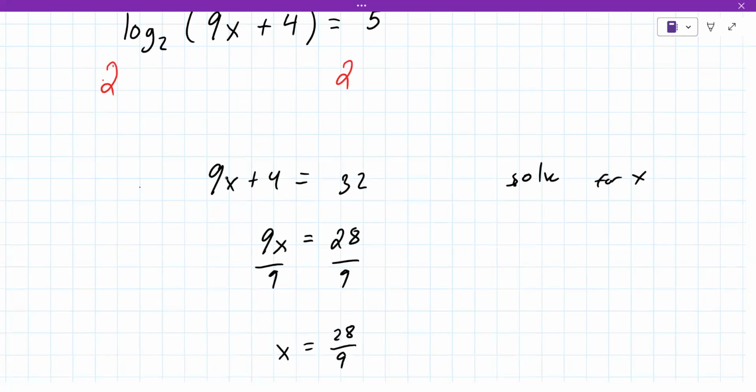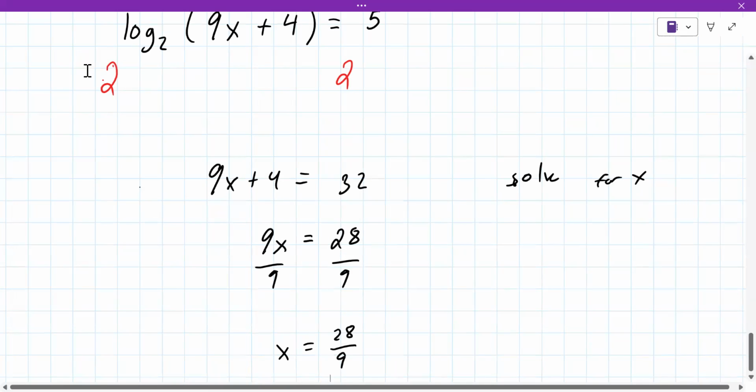Any questions on that? I'm going to give you one just like it. You're going to undo with the 2 or whatever number is here. Maybe it's a 3 or a 4 or a 5, who knows? Then you're going to solve the equation.